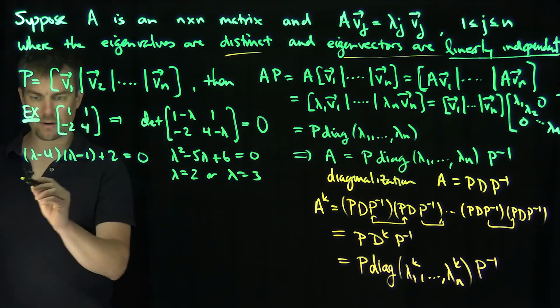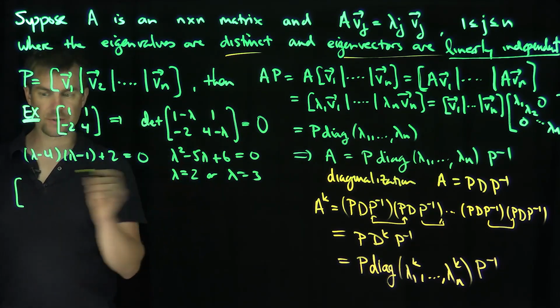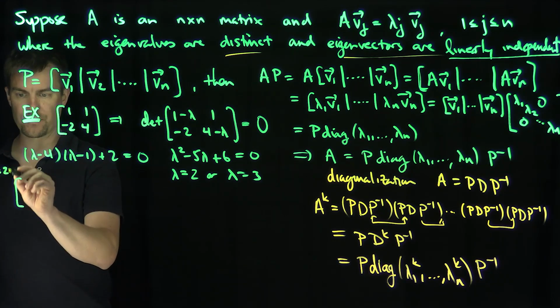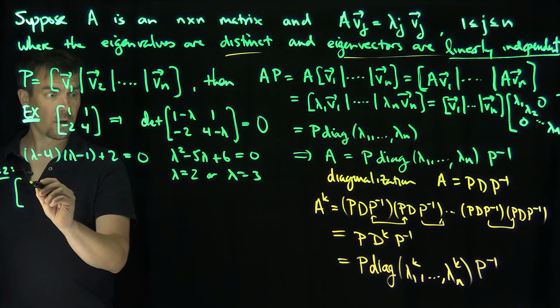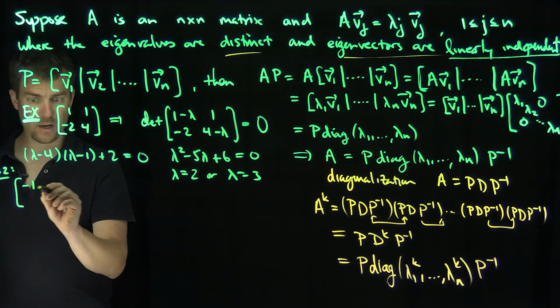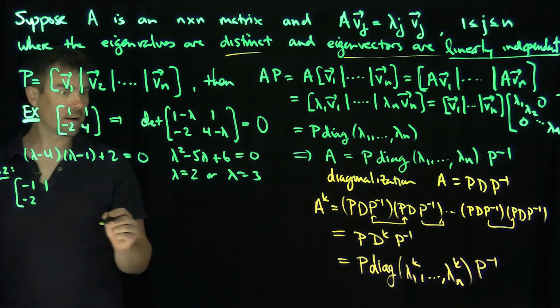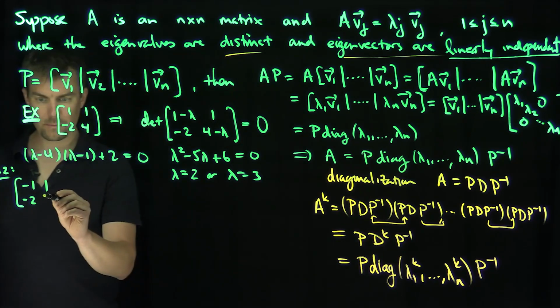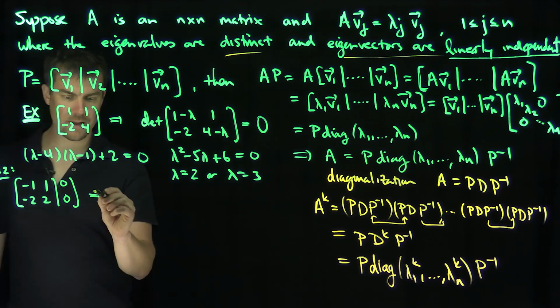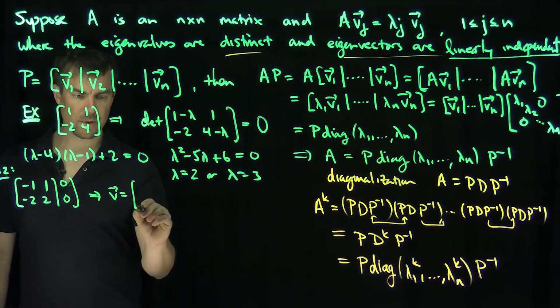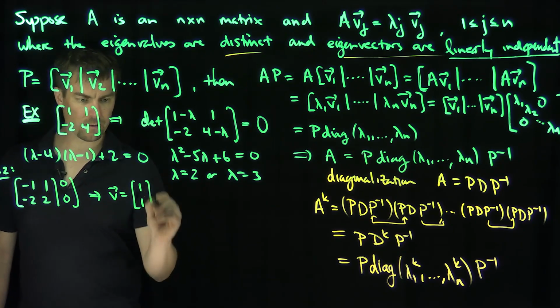So if I subtract off 2, what's our eigenspace going to correspond to? Of course, lambda is equal to 2. So when lambda is equal to 2, we're going to subtract off 2. We're going to have a negative 1 and a 1, and the second equation will be redundant, a negative 2 and a 2. We augment this with zeros, and we see over here that the eigenvector V is just going to be 1, 1, okay?